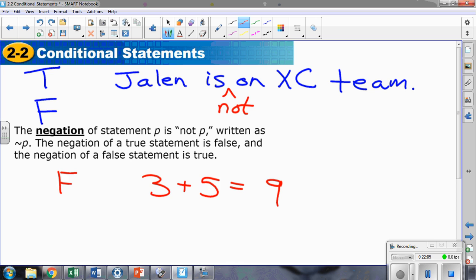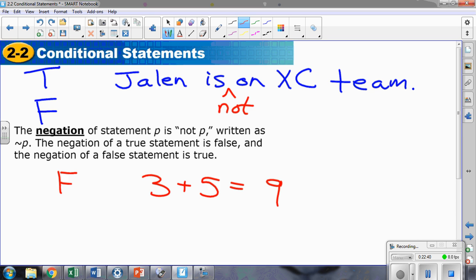And this is a piece that you want to be careful about because we don't change numbers. If we were to change this into 4 plus not 5 equals 9, that's a completely different statement. It's not a negation of this one, it's a different statement. That would be like saying Javen is on cross country, or Chance is not on cross country. But when we change the person, we're changing the statement itself. We need to keep the numbers the same.